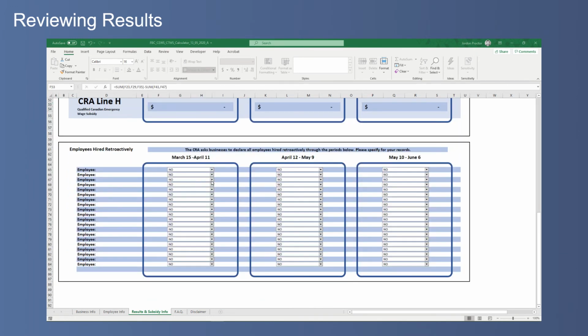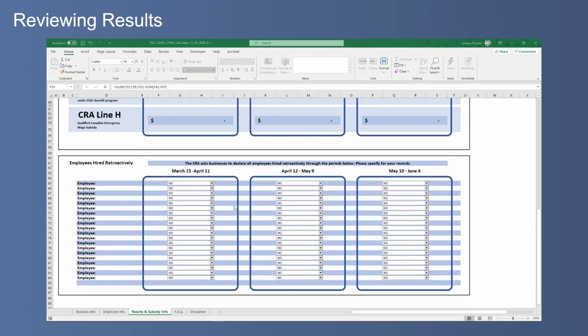Briefly scrolling down to the bottom of the results and subsidy info page, we have employees hired retroactively. The CRA requires you to keep track of this statistic, so any employees that you name on the other page, their names will automatically pop up here, and you'll be able to just select whether or not they were indeed hired retroactively. This is important. It's a key when they're reviewing COVID claims for subsidies. So please keep this up to date and accurate in case the CRA does ask for it in the future.